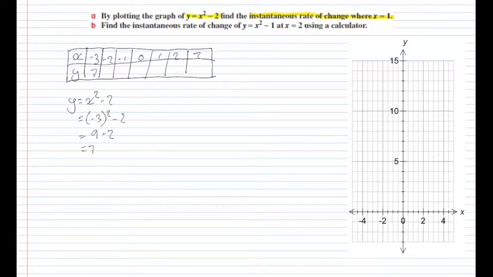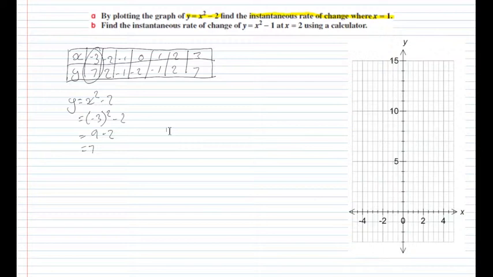For the rest of them, I'll just do it and explain as we go. -2 squared being 4, minus 2 is 2. -1 squared being 1, minus 2 is -1. 0 squared being 0, minus 2 is -2. 1 squared being 1, minus 2 is -1. 2 squared minus 2 is equal to 2. 3 squared minus 2 would be equal to 7.